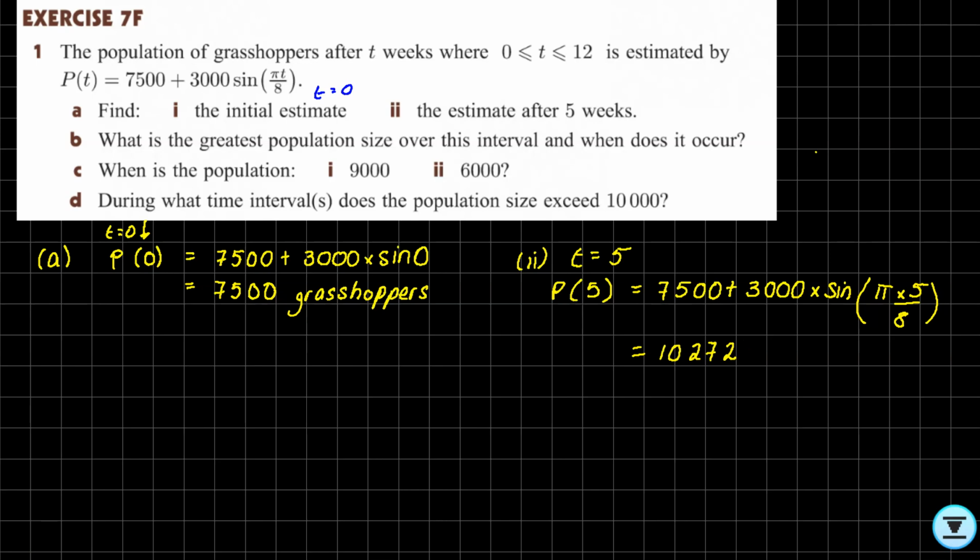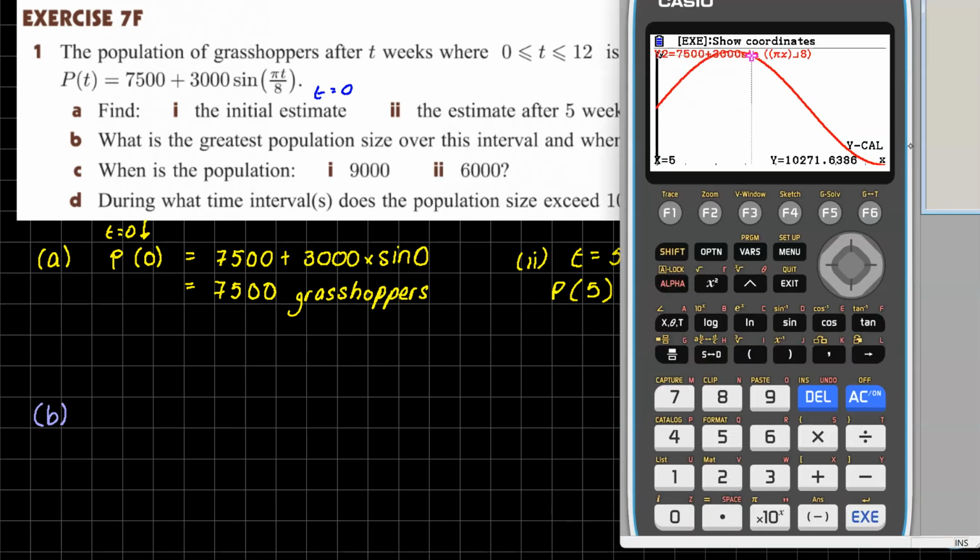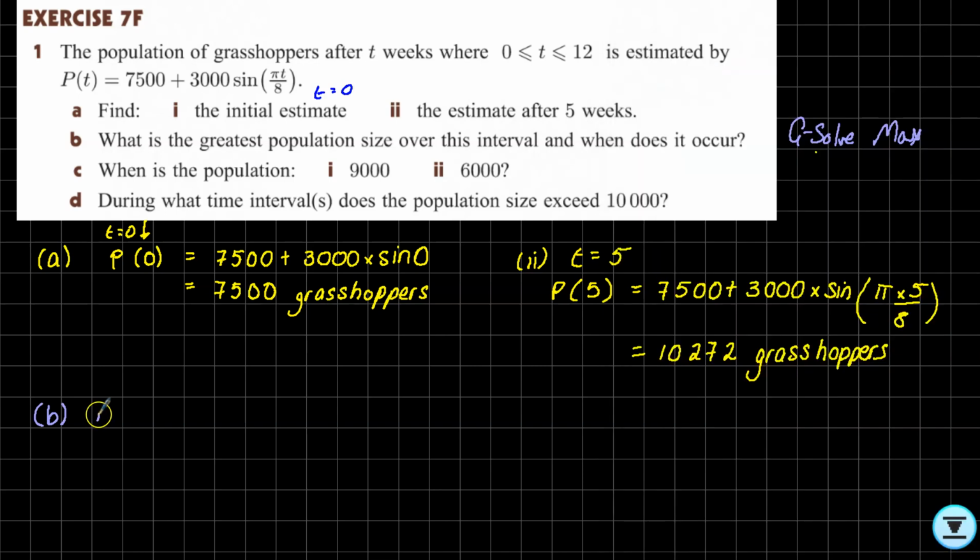1.5. What is the greatest population size over this interval? In other words, what are they asking you to do? G-solve. G-solve. Max, baby, max. Okay, there's not a lot that we can write for that. So we're going to press F5, max. So 10,500. All right, max.